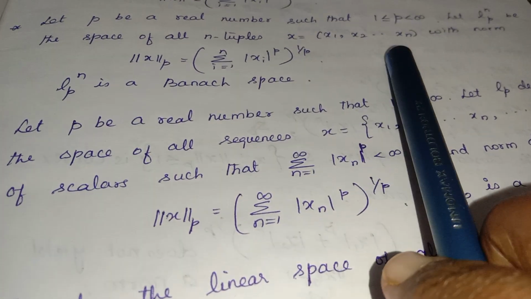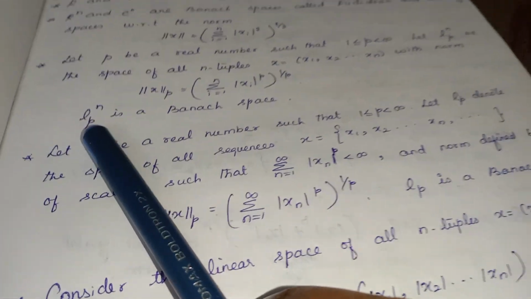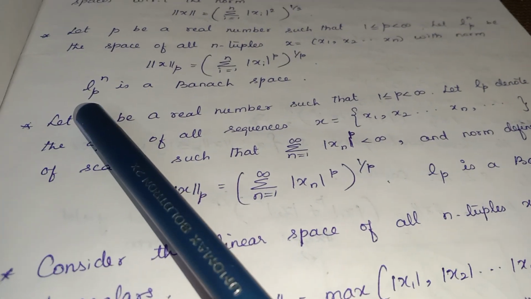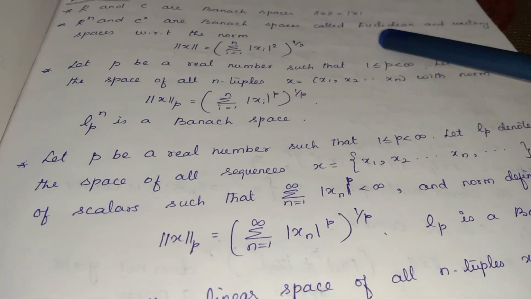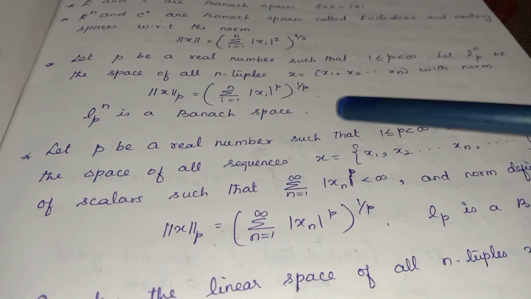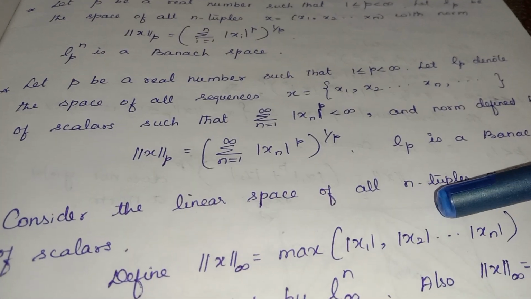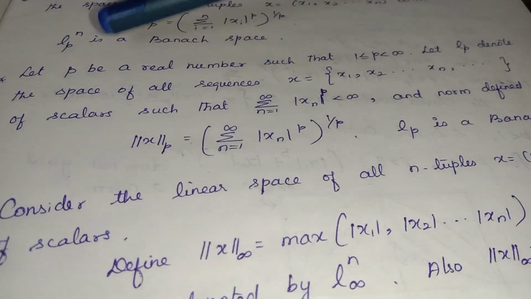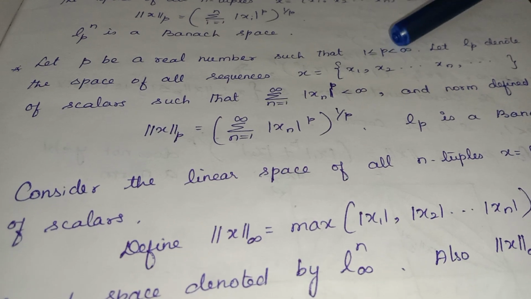So the number of coordinates comes above, and this p stands for the power. Both are the same space only, but we are defining the norm in different ways. Let us see one more way of defining the norm. Here, p is a real number which satisfies the property greater than 1 and less than infinity.